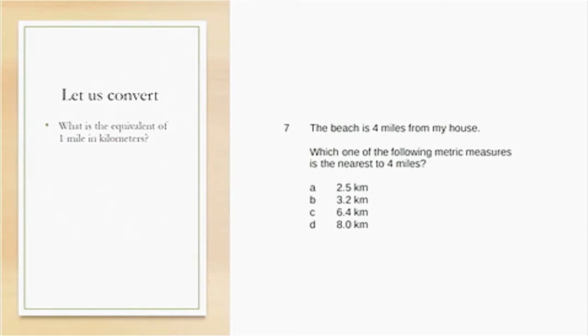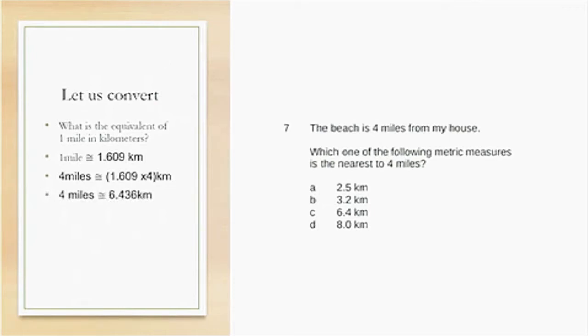How many kilometers equal a mile? That's what you need to know. So 1 mile is approximately 1.609 kilometers. Having understood that, if you have 4 miles, you can multiply 1.609 by 4 to give you the equivalent in kilometers. And that would be approximately 6.